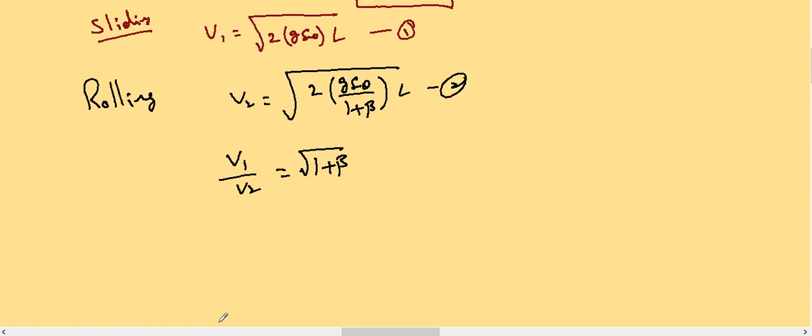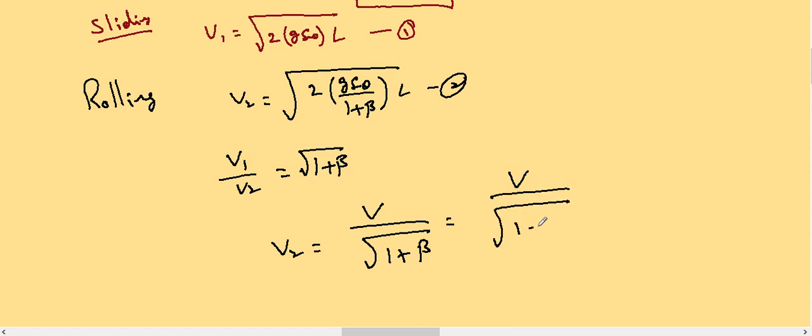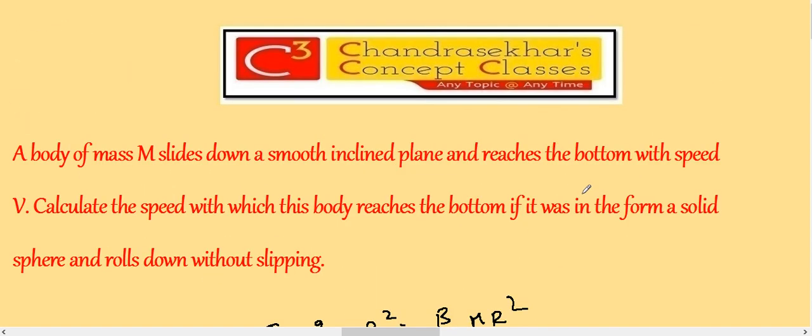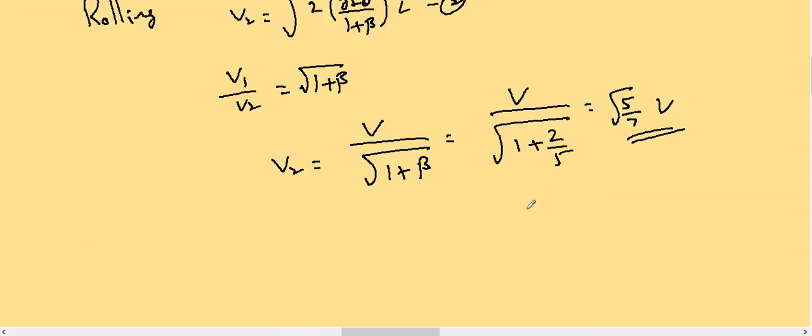Now v2, the second case, is our interest. v1 is given as v, so v2 equals v divided by root over 1 plus beta. Already we know beta is nothing but 2/5 in the case of a solid sphere. So this becomes root over 5/7 v. LCM is 5, 5 plus 2 is 7. 7/5 goes to the numerator and becomes root 5/7 v. The speed gained by the rolling body, rolling solid sphere, when it reaches the bottom is root over 5/7 v.